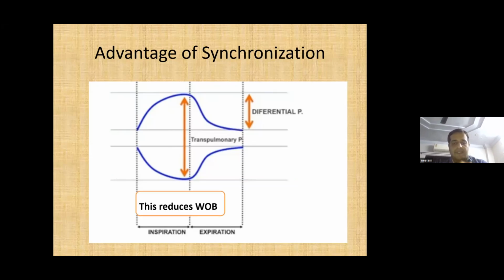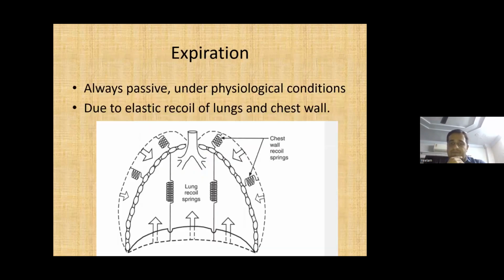Because it decreases the work of breathing, the transpulmonary pressure which is thus generated will be good enough for the gas flow, and as a result, the child will feel relaxed. The gas flow will be very easy to happen. Okay. So this was all about inspiration.